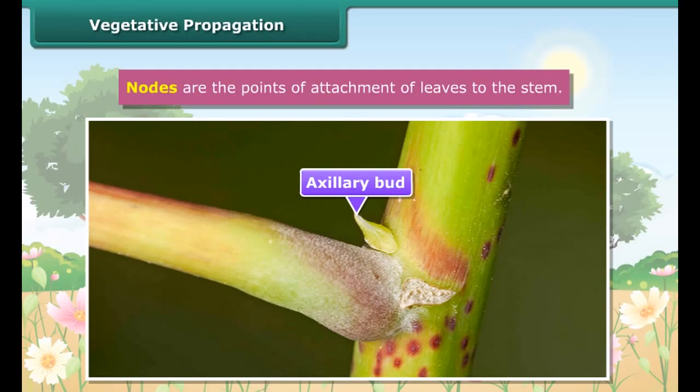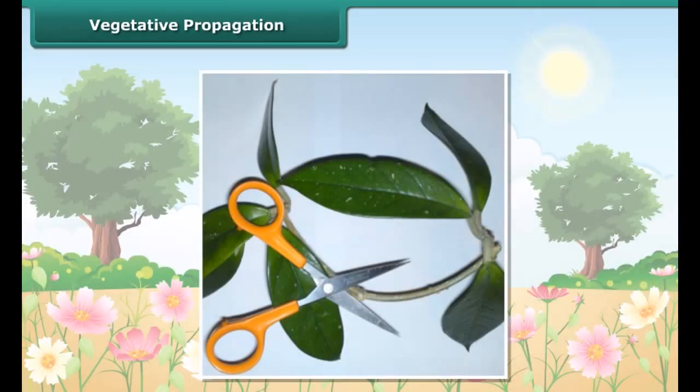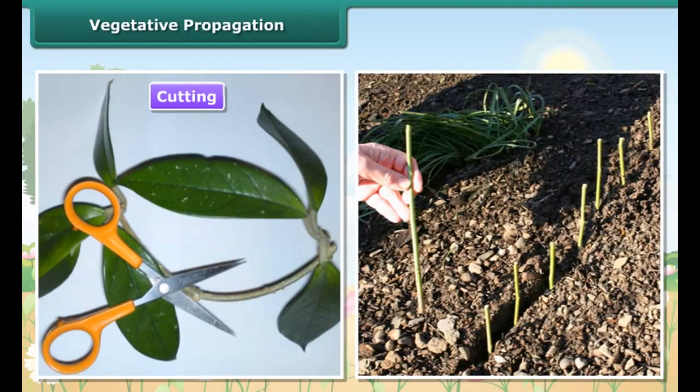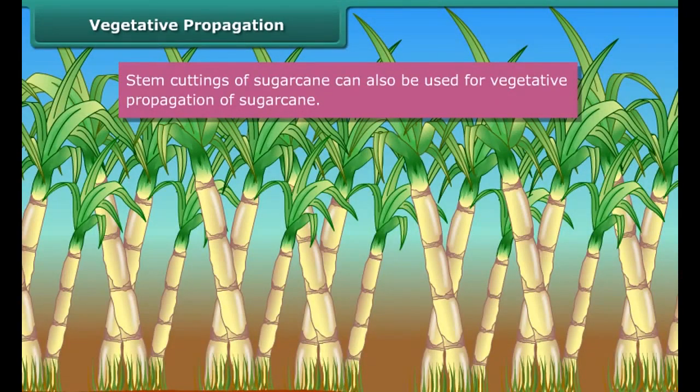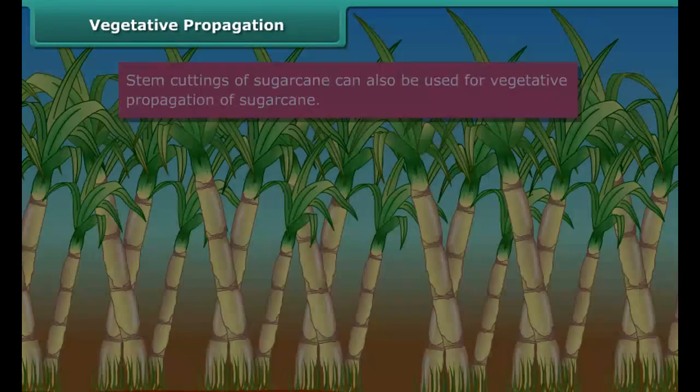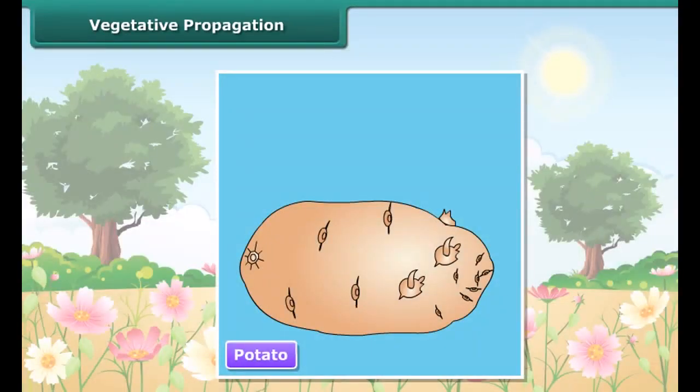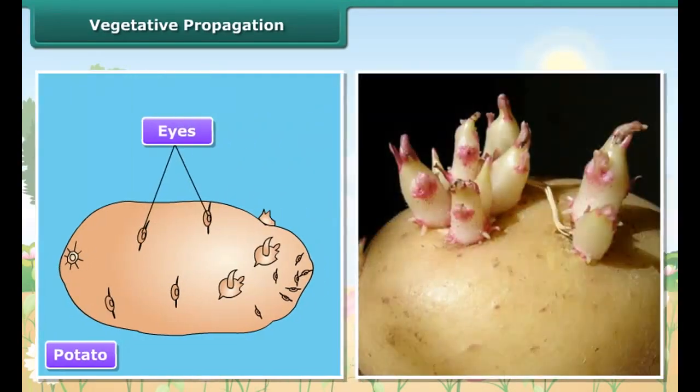In some plants like rose, small portions of the stem containing small nodes are cut from the plant. These cut portions are called cuttings. These cuttings, if planted and watered, can produce new rose plants. Similarly, stem cuttings of sugarcane can also be used for vegetative propagation of sugarcane. Do you know potato is the edible stem of a plant? It bears small scars on it called eyes. Well, these are the axillary buds. Each eye on a potato can give rise to new plants by forming shoot above and root below.